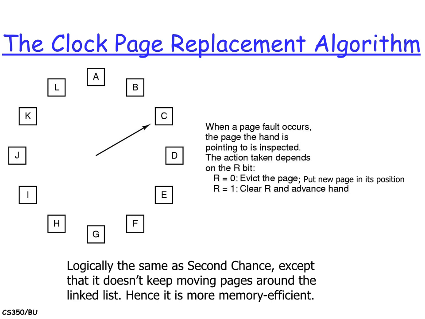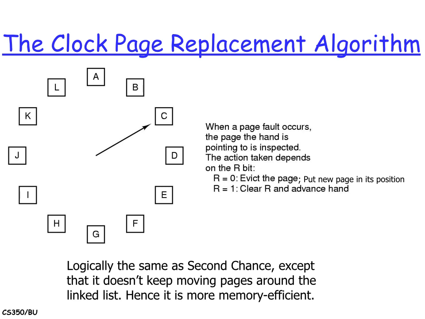So the algorithm works as follows: whenever a page fault occurs and you have to find a victim page, the page to which that hand is pointing is inspected. If the R bit is 0, we evict the page. If the R bit is 1, then we reset the R bit to 0, and then we move the hand to the next item in the circular list.